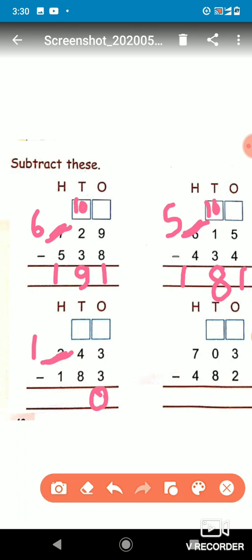so it will become 1 and it will give 1 and it becomes 10, and this 10 and this 4 it becomes 14, and if you subtract 8 from the 14, what will it become? If you subtract 8 from the 14, it will become 6, so we'll write here 6. Is it clear? And here is 1 and we have to subtract again 1 from the 1, it will become 0.